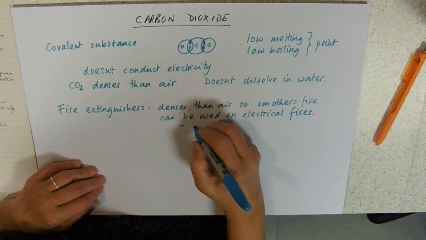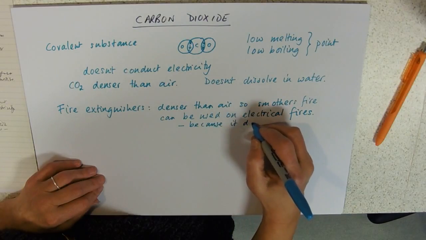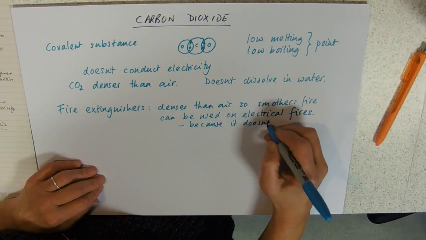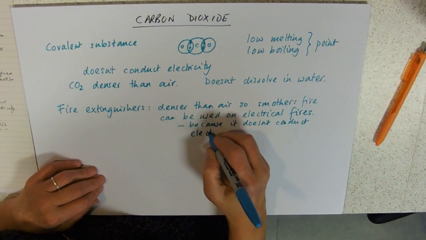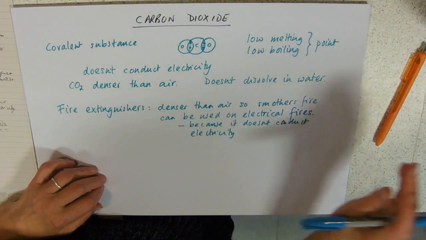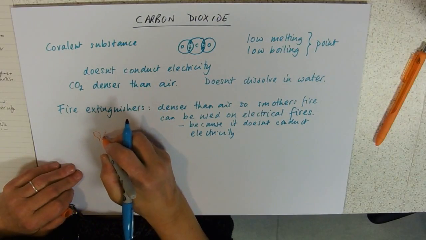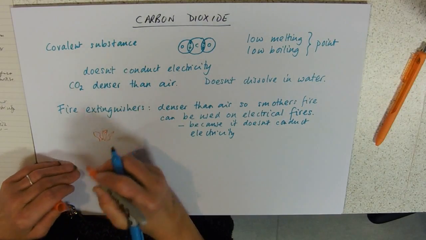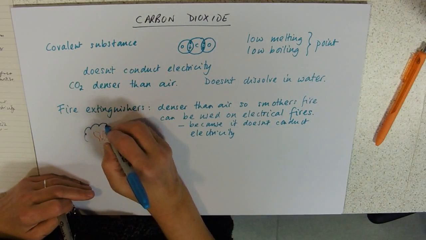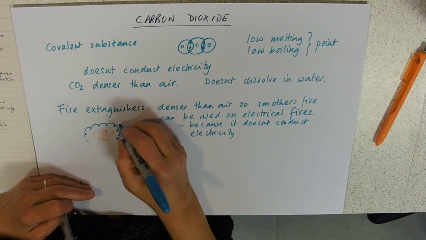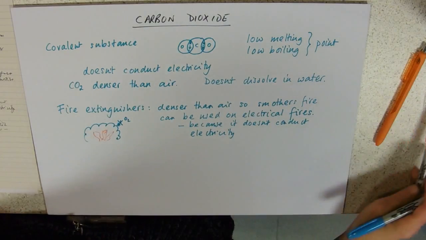Why? Remember, we're always going to explain why. Because it doesn't conduct electricity. So the whole kind of idea here, let me just get the orange pen, is that if you've got fire and you put carbon dioxide on it, it kind of forms this kind of dense cloud of carbon dioxide gas, and then the oxygen can't get to the fire and keep it going, so the fire goes out.